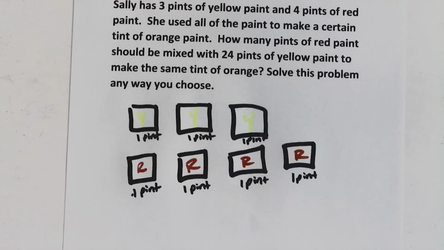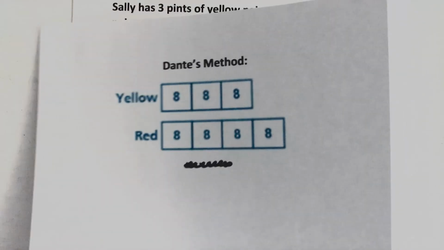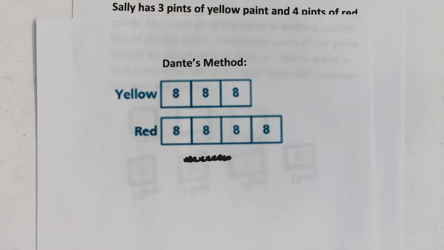Let's look at 2 possible solutions. Dante and Eva have solved this problem in 2 different ways. So let's look at Dante's method. Dante used a bar graph to find the solution. He knew that the same ratio of yellow to red had to be maintained. If there is more or less red included with the yellow paint, it would be a different shade of orange. So he said that he needs 32 pints of red.